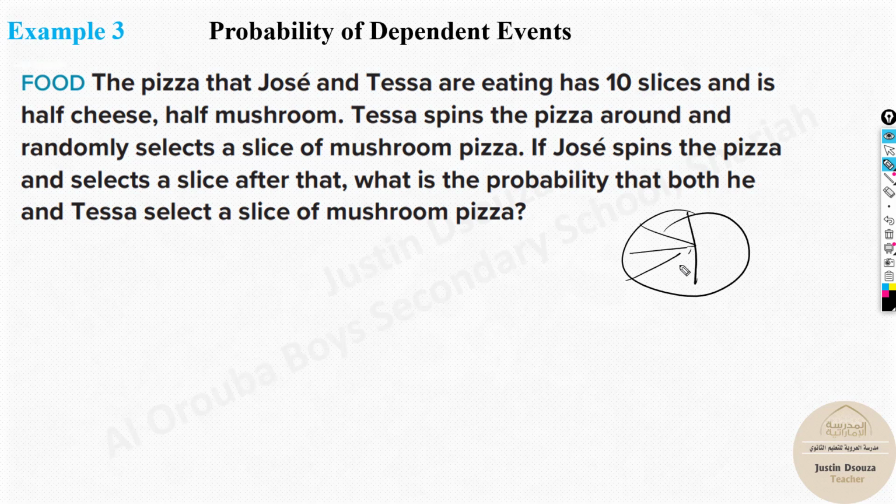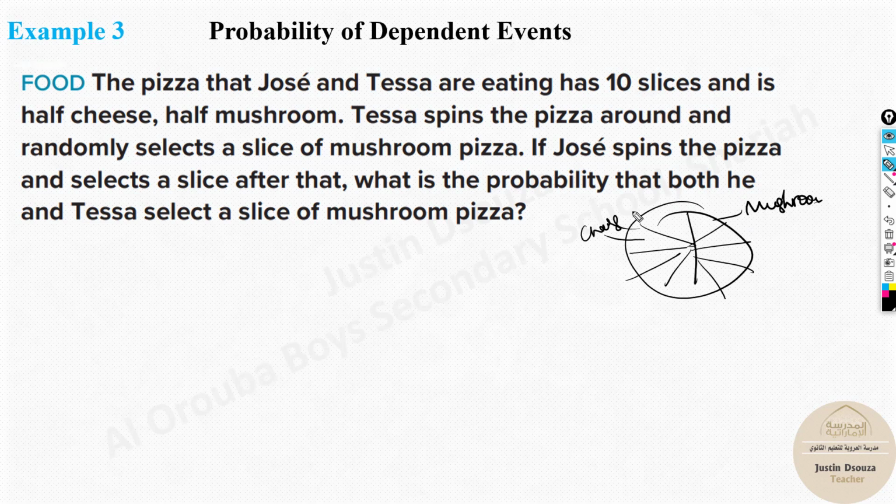So 1, 2, 3, 4, 5, and same thing over here. Left of it, let's imagine, is cheese, and over here it's mushroom. Okay, they are going to randomly spin it out. Anyways, so now they're going to randomly turn this out and they're going to randomly select one.